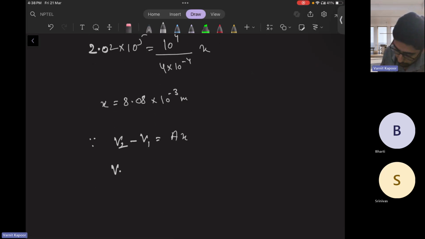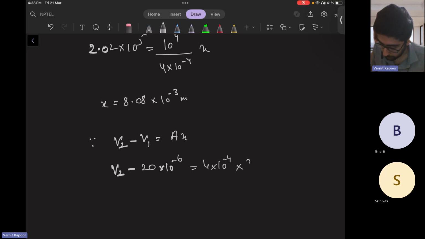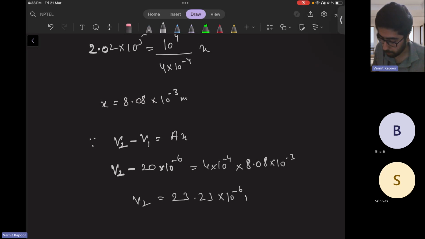So you know the initial volume, you don't know the final volume. The initial volume is given as 20 centimeter cube, so it is 20 into 10 to the power of minus 6 meter cube. The area is given to you as 4 into 10 to the power of minus 4, and X you have calculated as 8.08 into 10 to the power of minus 3. So the final volume comes out to be 23.23 into 10 to the power of minus 6 meter cube. So you have the initial volume and you have the final volume.